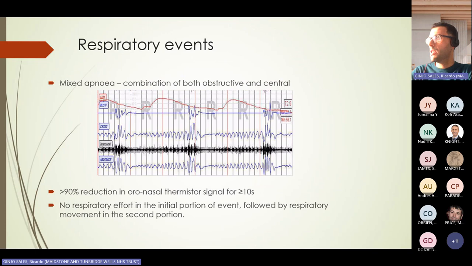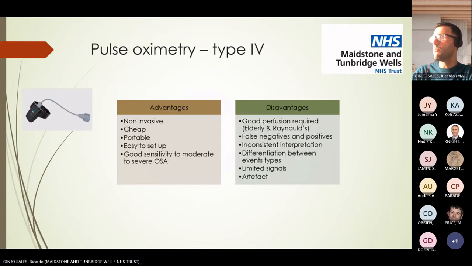In the mixed apneas, you can see no flow, or at least a reduction of more than 90% in the airflow signal for more than 10 seconds. You can see a flat line, no respiratory effort in the initial portion of the event, followed by respiratory movement in the second portion. So the muscles start moving after completely no effort in the middle of the event.